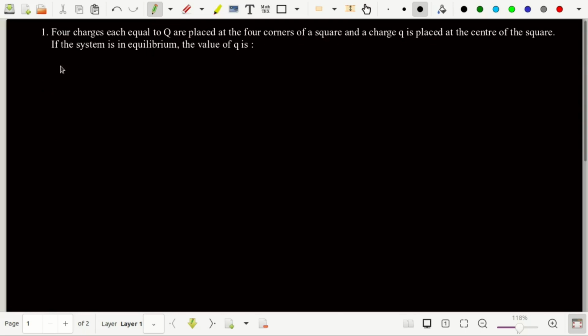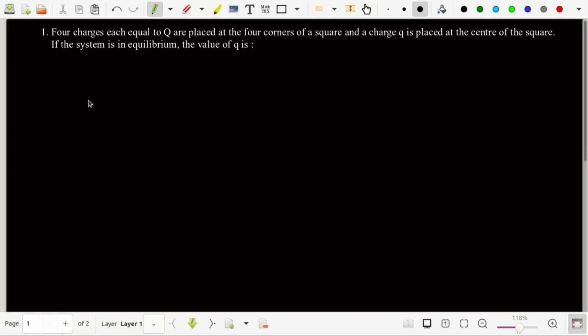Okay, so the approach to this particular question would be in the following way. The question says that four charges each equal to Q are placed at four corners of a square and a charge q is placed at the center of the square. If the system is in equilibrium, the value of q is. So we must note over here that we need to find the value of q.